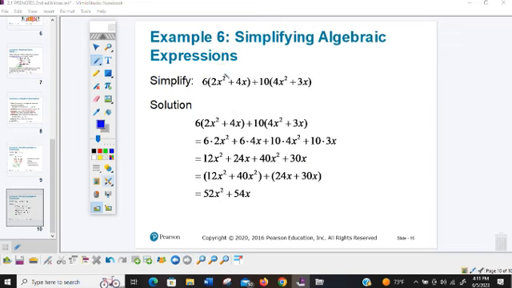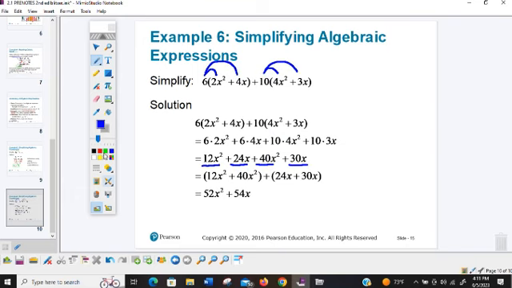Let's look at another one. So on this one, I'm going to distribute here. So I'm going to do 6 times 2x squared. That gives me 12x squared. 6 times a positive 4x gives me 24x. Over here, 10 times 4x squared gives me 40x squared. 10 times 3x gives me 30x.